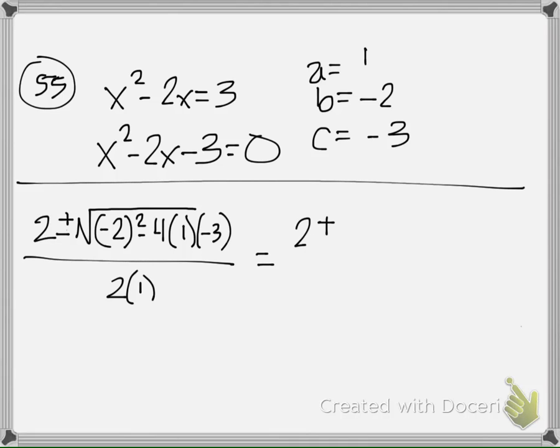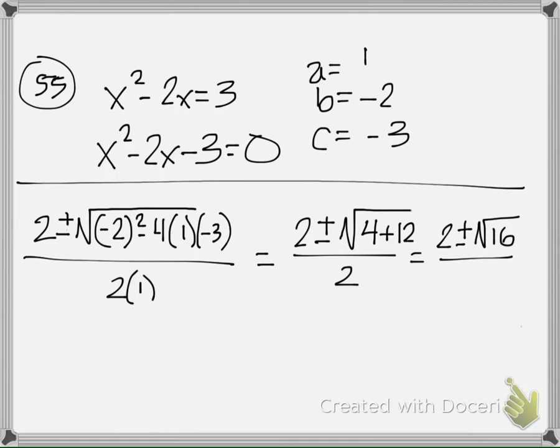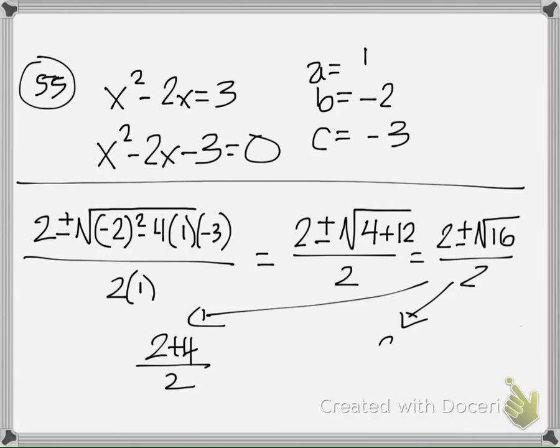Well, that gives you 2. Now it's simplifying. 2 plus or minus the square root of 4 plus 12 over 2. Made my radical symbol a little too long there. So that gives me 2 plus or minus the square root of 16. Great. 16 is 4. So again, now we could take that and split it into its two different pieces. 2 plus 4 over 2 and 2 minus 4 over 2.